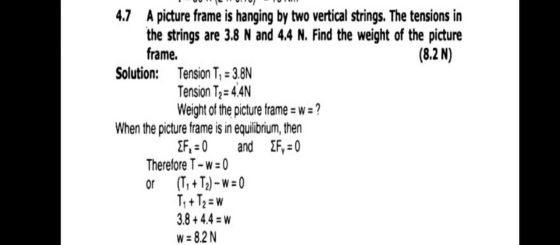Now you will solve it. When the picture frame is in equilibrium, then summation of Fx equals 0 and summation of Fy will also be 0. Now there are two forces acting on the same side, so you can say that T minus W equals 0. Here two tensions are present, so you will write T1 plus T2 instead of T. By putting the values of T1 and T2, you can find the weight of the picture, that is 8.2 Newton.